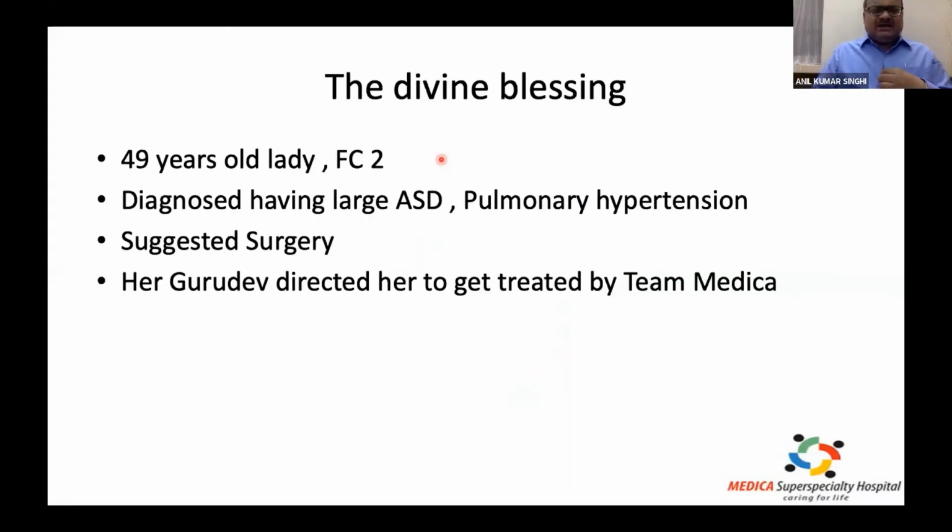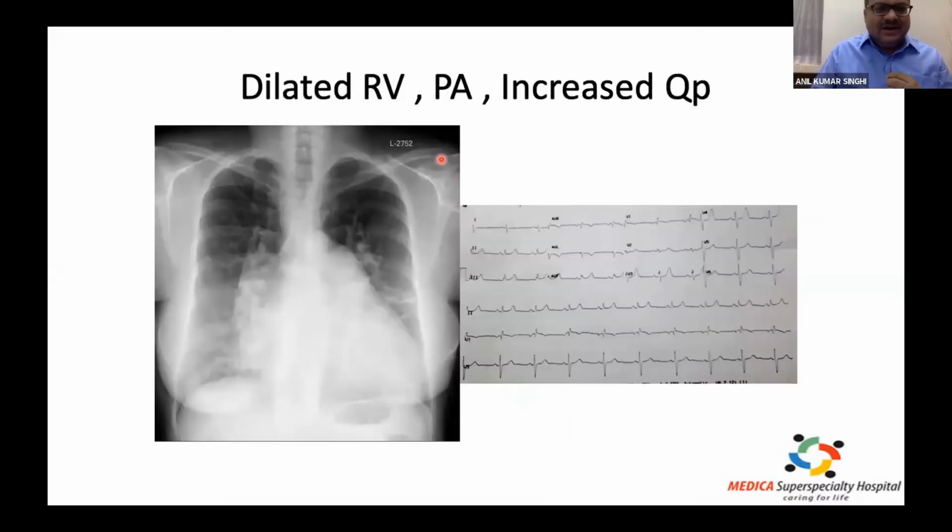And the last case series patient I wish to share is a 49-year-old lady, functional class 2, ASD, pulmonary hypertension. She was diagnosed and she was suggested surgery, but she had faith in one of my colleagues, Dr. Dilip. Her Gurudev told her to go to Medica in our hospital to get treatment. This is something a little bit divine. So how divine things help. Again, in X-ray there is cardiomegaly, PA dilatation with increased flow. We can see the end-on vessels.